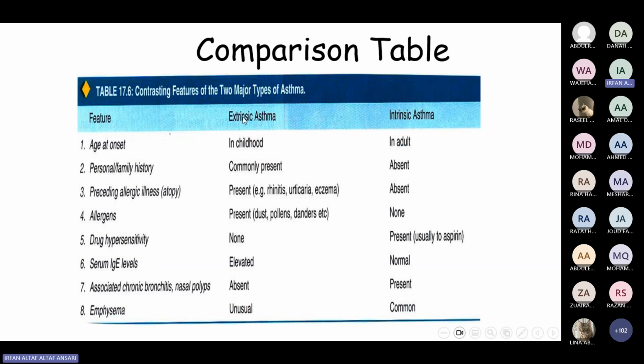Why is it called extrinsic? Because it is due to some exogenous allergens, something from outside the body, and that leads to the development of this asthma. While intrinsic, we don't know the exact cause. Many mechanisms can lead to development of this asthma. This is slowly developing and usually seen in adult life. That's why it is called intrinsic asthma.